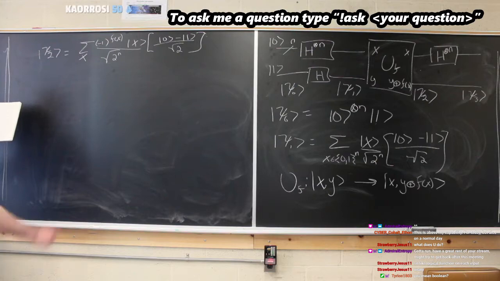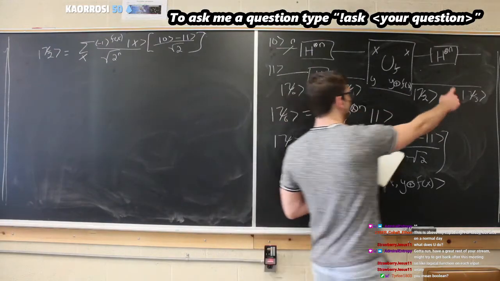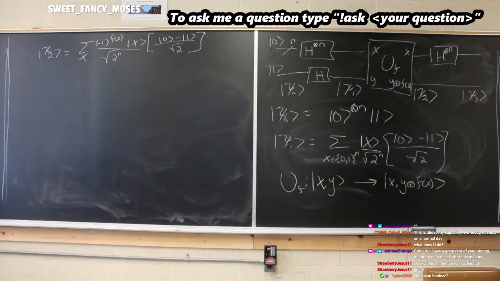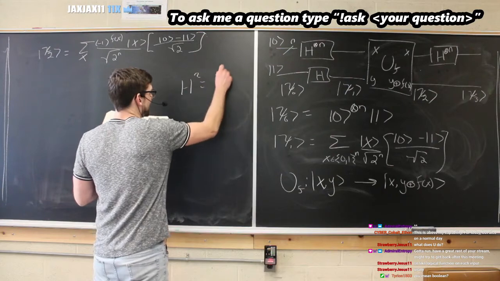Where are we at? Okay, so now we're going to apply the Hadamard gate again. So now we're over here. We're going to apply n Hadamard gates to the rest of the bits. And remember, if you flip back and forth with the Hadamard gate, it's itself, right? So Hadamard squared is the identity.